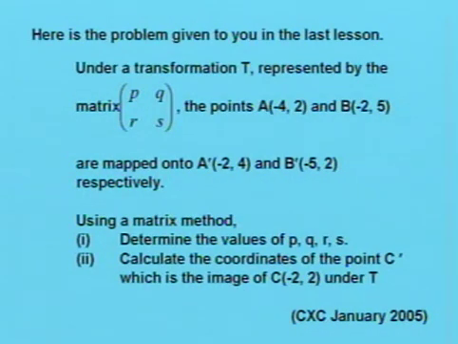Here is the problem given to you in the last lesson. Under a transformation T, represented by the matrix (P, Q; R, S), the points A (-4, 2) and B (-2, 5) are mapped onto A dash (-2, 4) and B dash (-5, 2) respectively. Using a matrix method, 1, determine the values of P, Q, R, S. Part 2: Calculate the coordinates of the point C dash, which is the image of C (-2, 2) under the transformation T. Question taken from CXC January 2005.